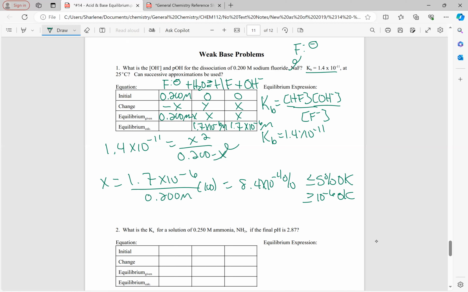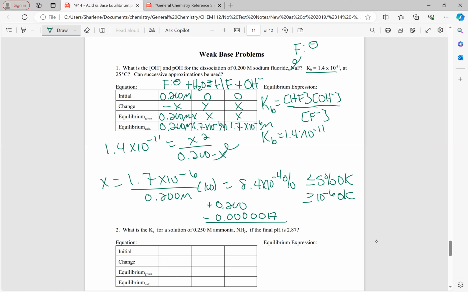And then 0.2 minus 0.0000017. Wow, 1, 2, 3, 4, 5, 6, 7. It doesn't change that value at all. It was a very good approximation.